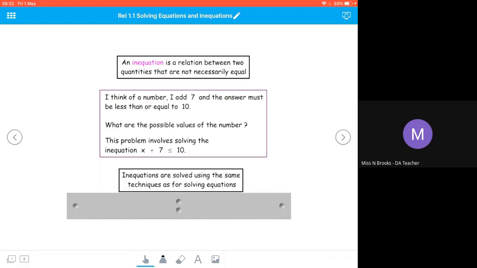Now, when we're solving inequations, we're using the same techniques as for solving equations. In other words, we're using our inverse operations. So if I've got x plus 7, my inverse operation is subtract 7. So I'm going to subtract 7 from both sides. That gives me x is less than or equal to 3. If I then try a number that's less than or equal to 3 to see if my original inequation works, if I do 0 plus 7, I get 7, and 7 is indeed less than or equal to 10. So my inequation is true for x is less than or equal to 3.